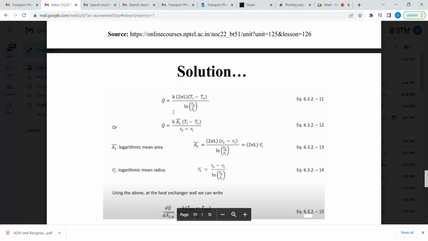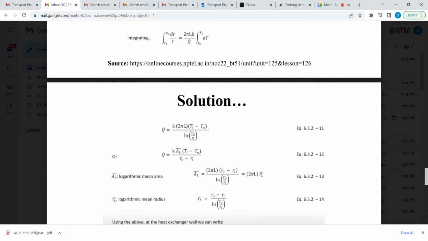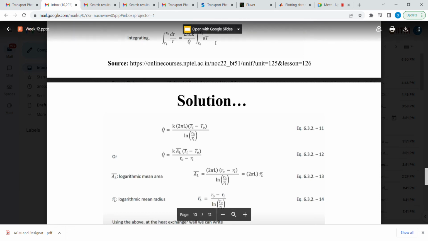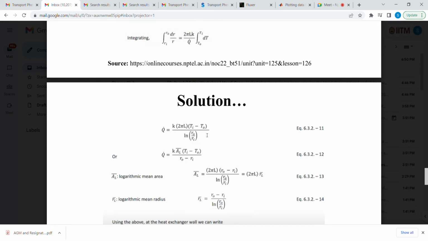Q dot equal to K into 2 pi L into (Ti minus T naught) by ln of (R naught by Ri). So basically, if you integrate this, you will get this. It's a simple integral. I'm not going to explain it. You can just put pen to paper, and then you can do it.